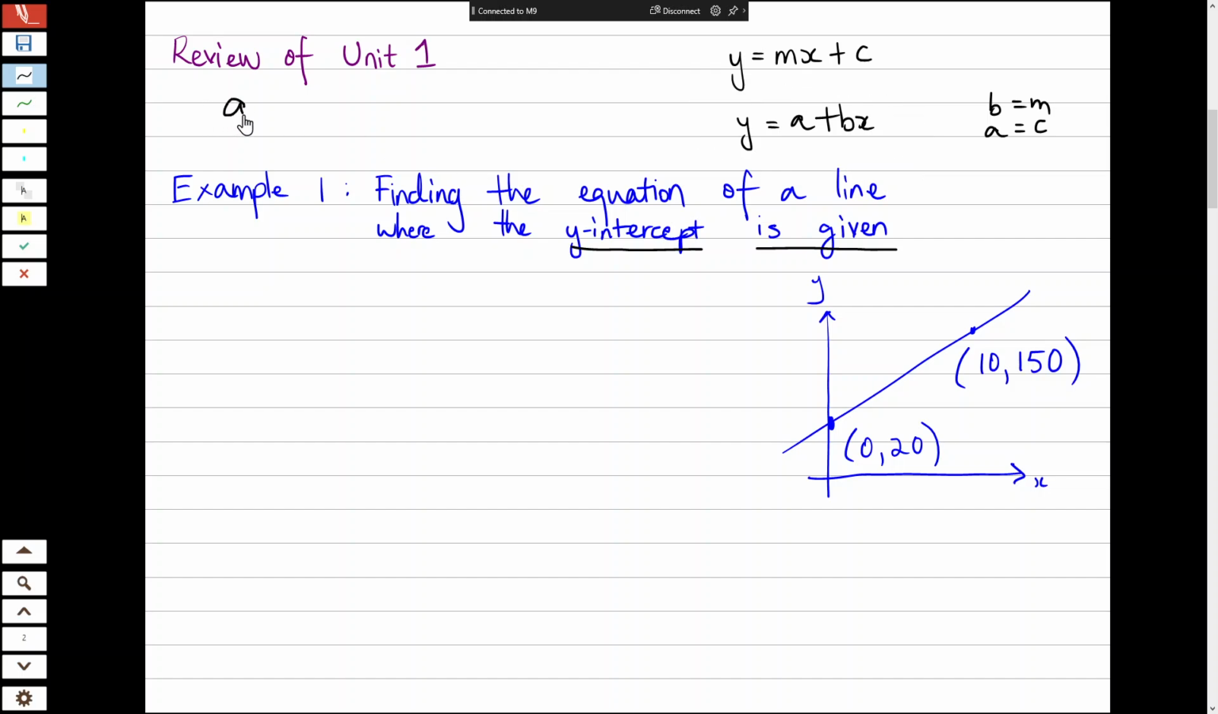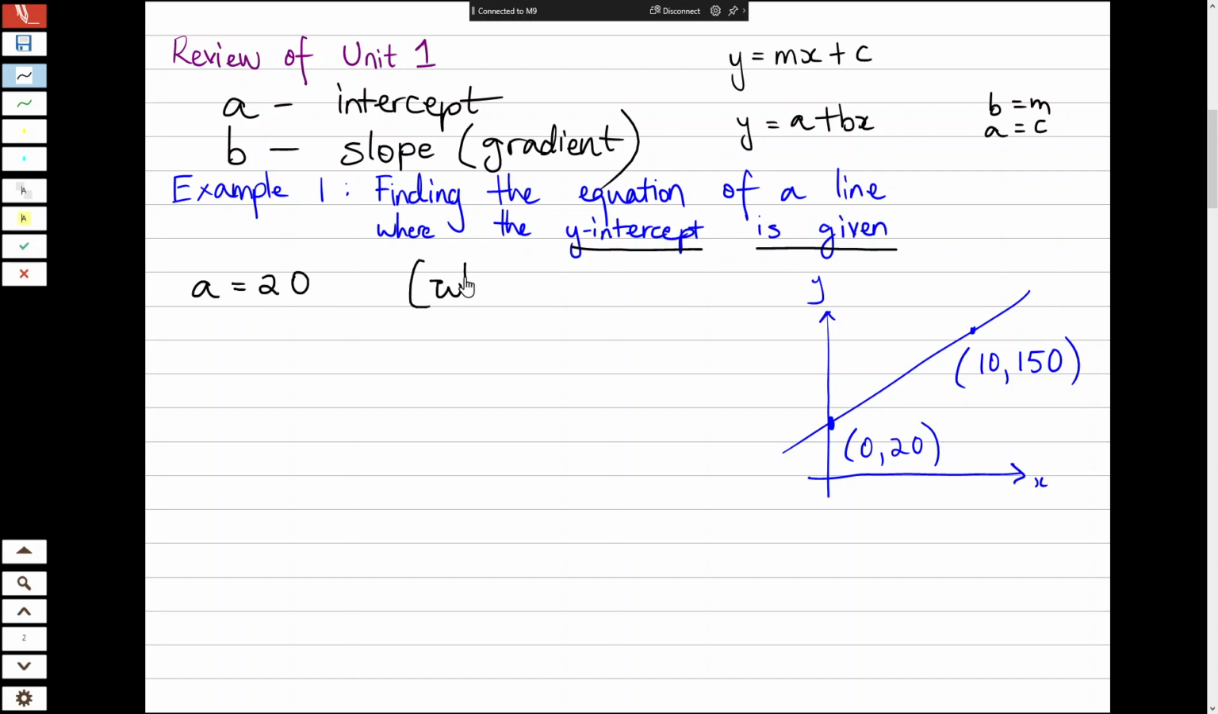By way of reminder, a is the intercept, and b is the slope. Another word for slope is gradient, which is what you used last year. Looking at this linear graph, we can see that the y-intercept is 20. That is, when x equals 0, y equals 20. There was no need to do any calculation to find a. You simply had to read it off the graph.